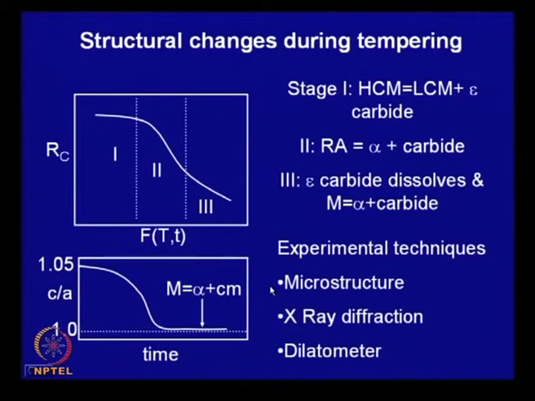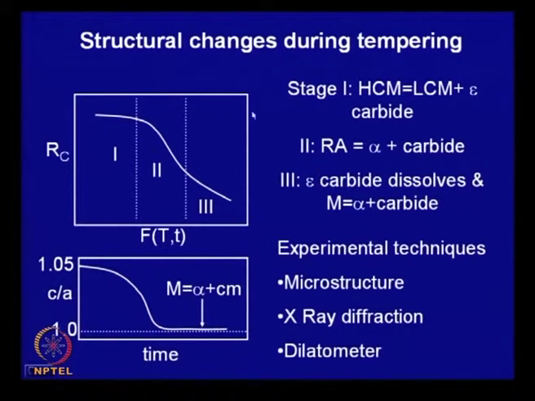Now, the question comes, what are the structural changes that take place during tempering, which is listed here. If you follow the hardness plot against the time-temperature parameter, you can possibly divide it into three regions. An initial region where there is little change in hardness, a second region where there is a substantial change in hardness, and a third region where there is also a substantial change in hardness.